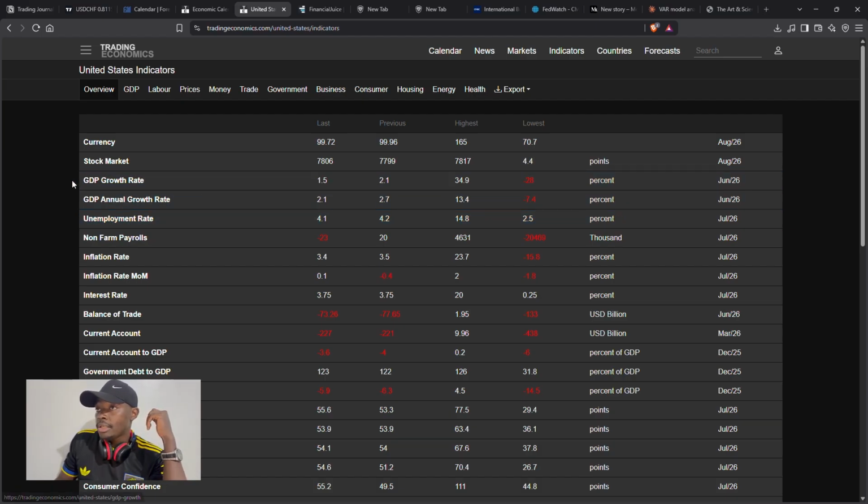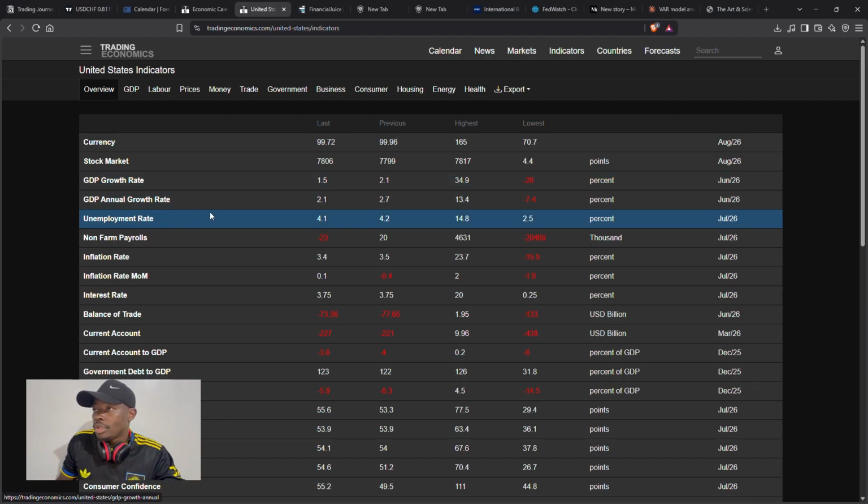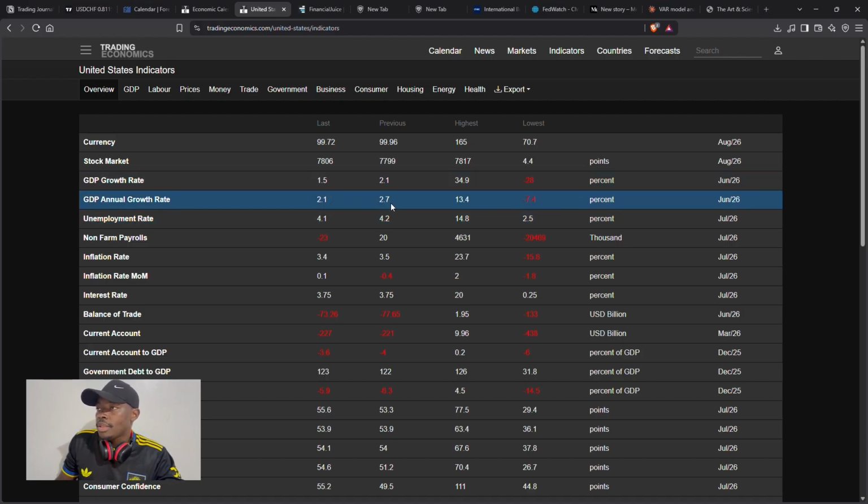This is Trading Economics. Recently we saw the annual GDP growth rate at 1.5%, and the previous one was at 2.1%. That shows that GDP growth is slowing. You can also see that the annual growth rate was at 2.7%, and currently it sits at 2.1%. A softer growth rate shows that the economy is slowing, right?